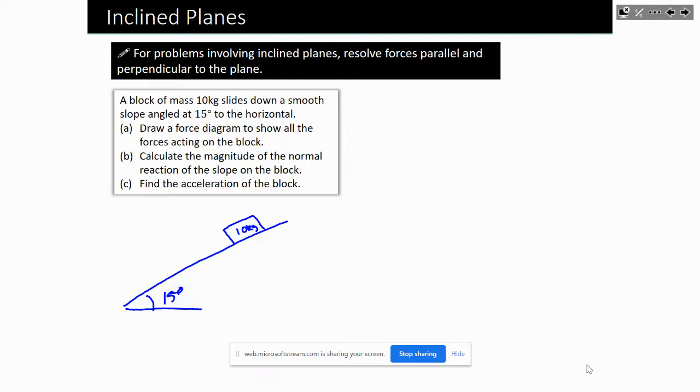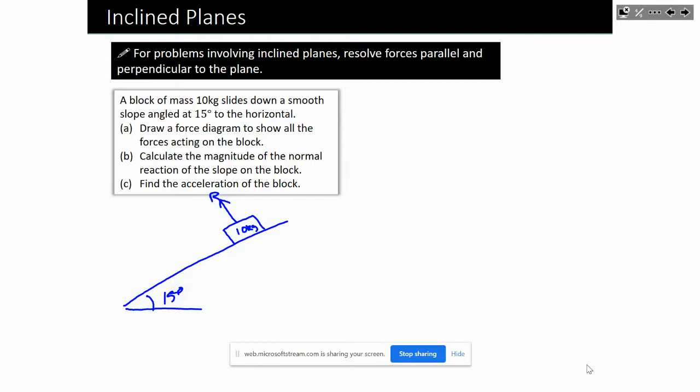First things first, as it says at the top here, we resolve forces, or the reaction forces are parallel and perpendicular to the plane that the object is on. So my reaction force is going to be perpendicular to the slope here. It's a bit odd, I know, but that will be the force necessary to stop the object going into the slope. It has a force perpendicular to the surface itself.